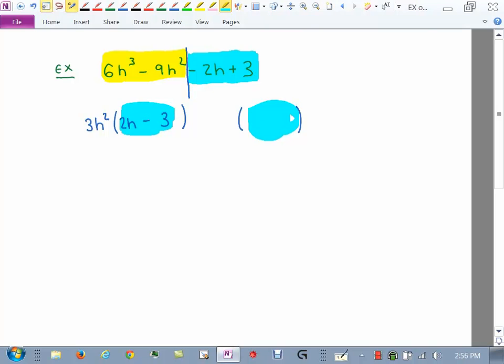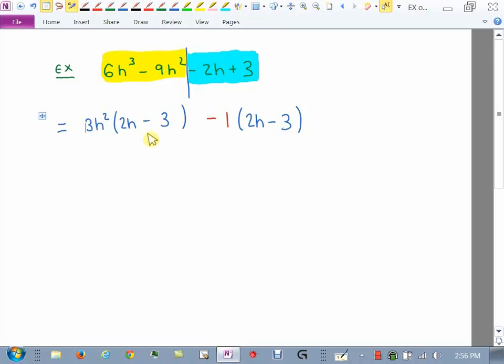2h minus 3. Well, I have a negative 2h plus 3, right? I need it to be a positive 2h minus 3. So what can I do to turn that into a positive 2h minus 3? I can factor a negative 1 out. So I'm going to factor a negative 1 out of these, and that would leave me with the 2h minus 3 as I needed. I'll put an equal sign in front of all this. So those 4 terms turned into this. Everyone see how that worked?